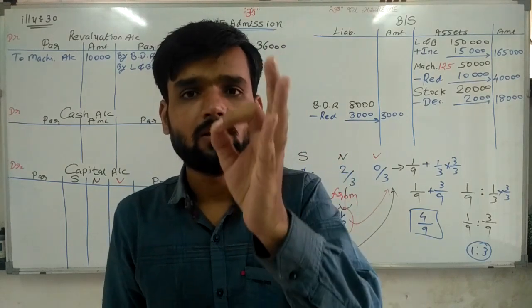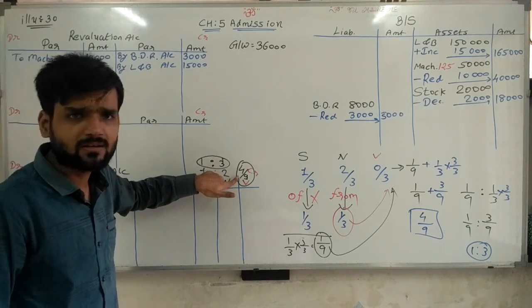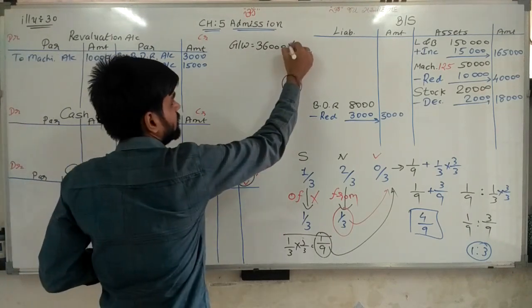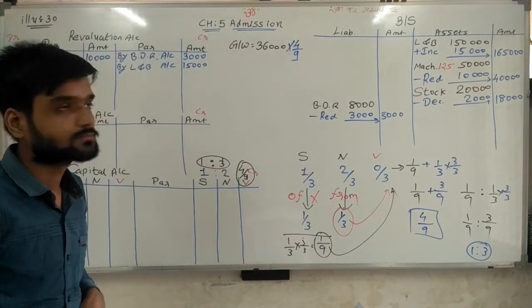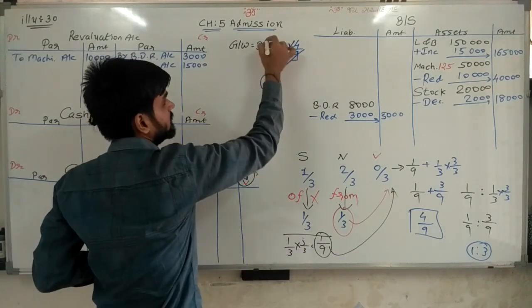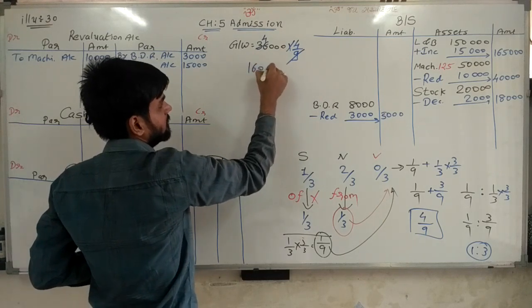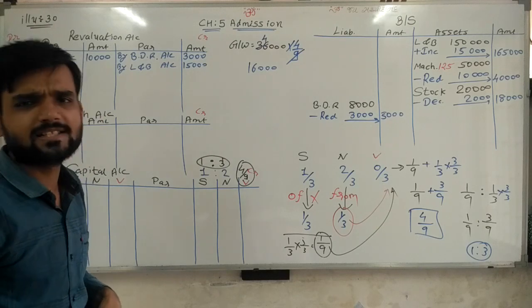His share of goodwill is brought in cash. So what does his share of goodwill mean? It is the 4/9 share. So in this goodwill, calculate the 4/9 portion. So 36,000 into 4 divided by 9. 9 4s are... 4 4s are 16. 16,000 rupees is the answer.